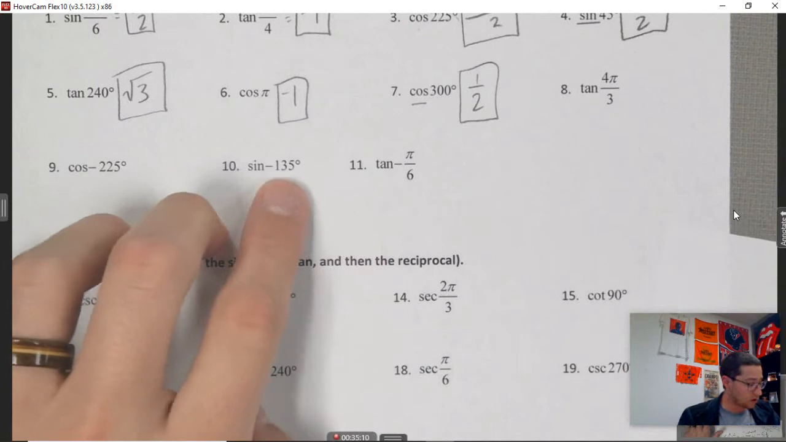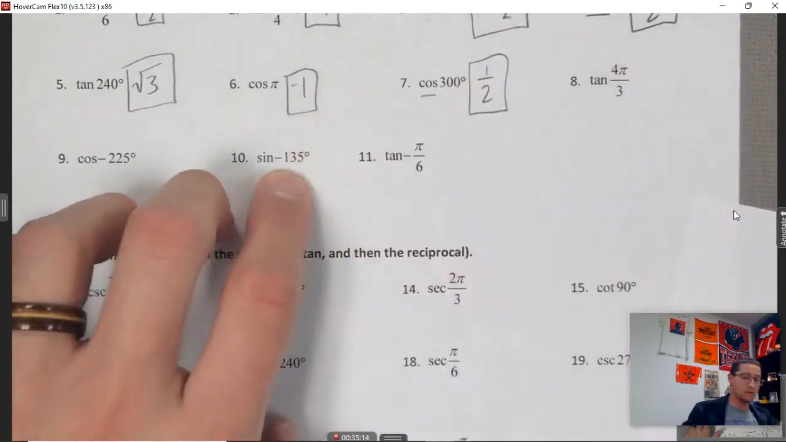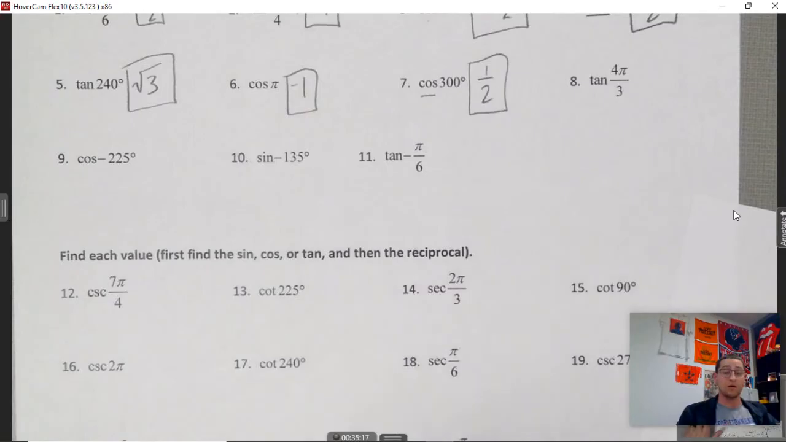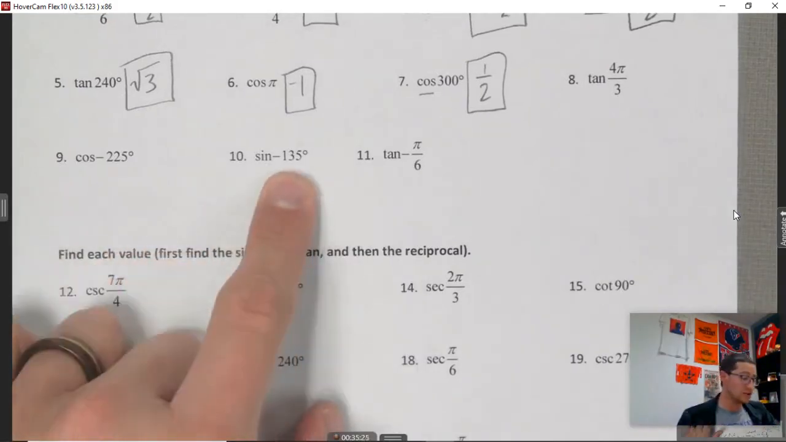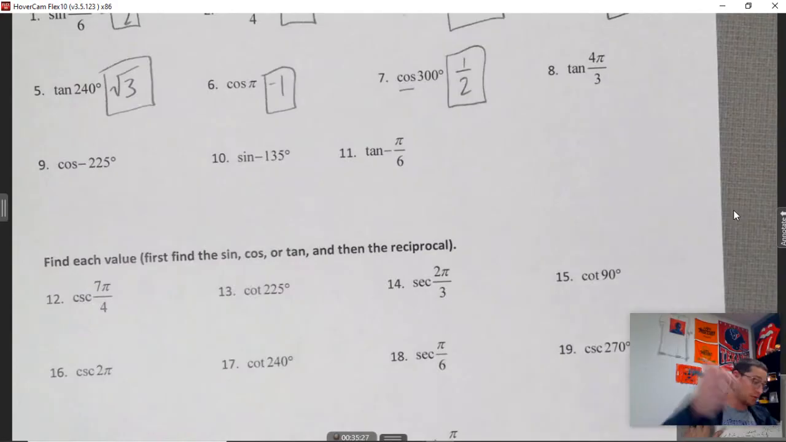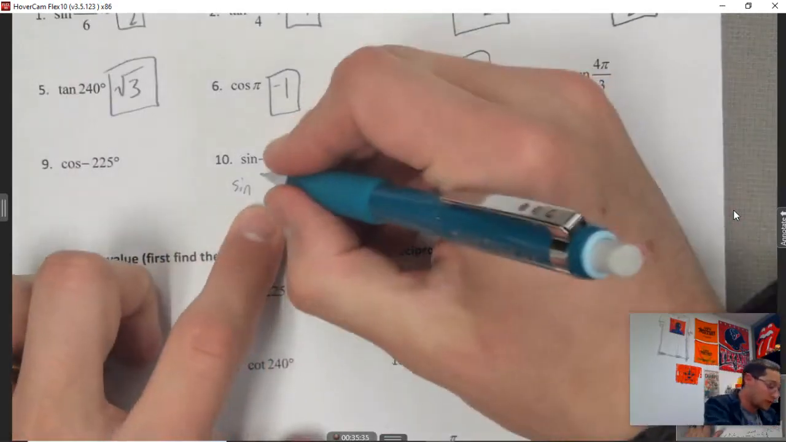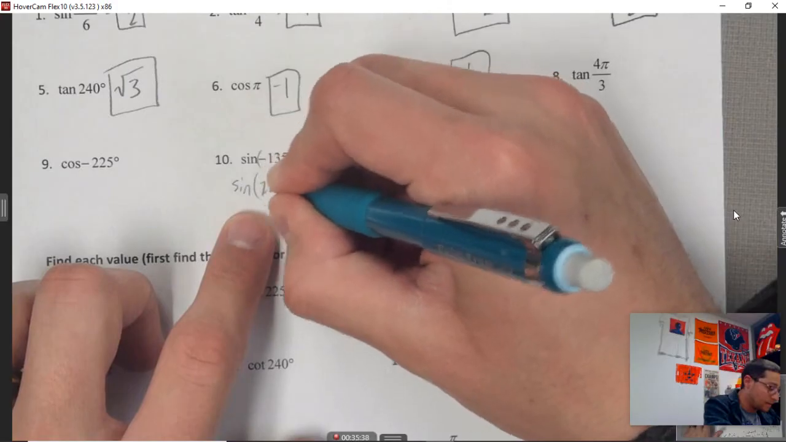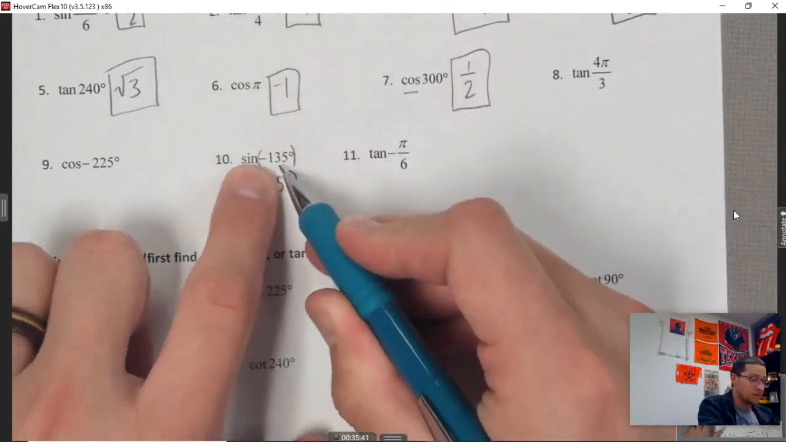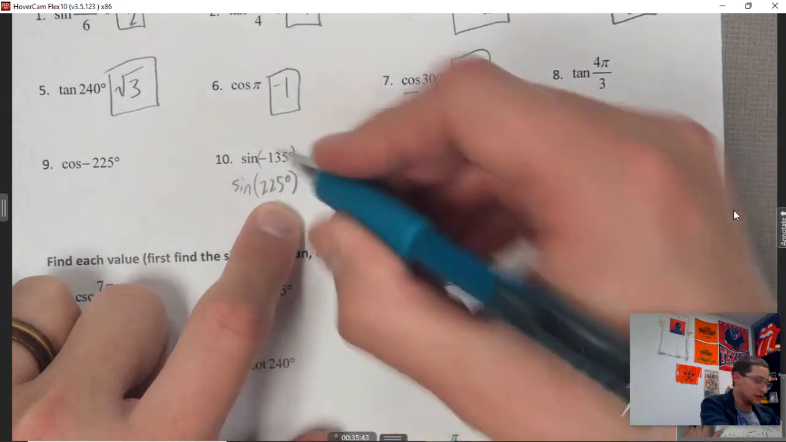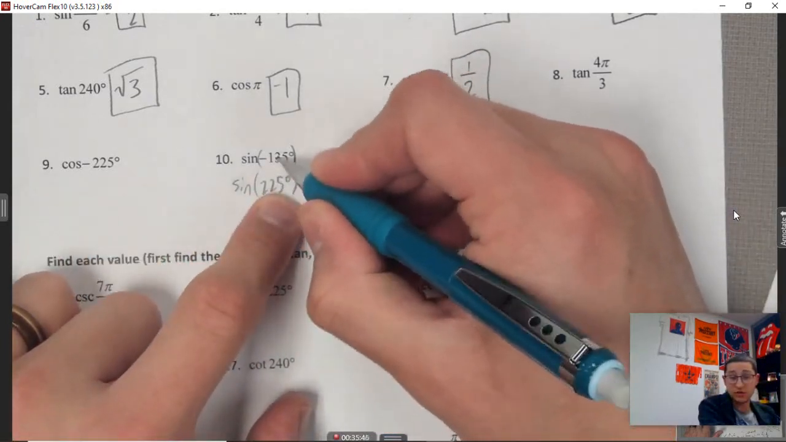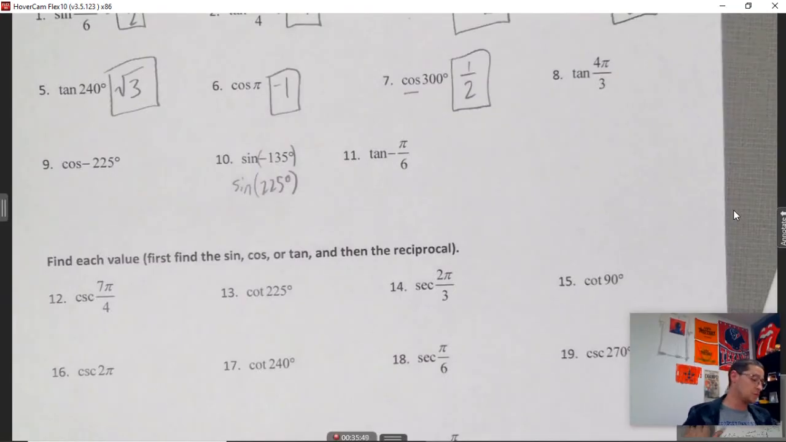This is a harder one because we actually want to convert this. We don't want negative angles. But remember, a negative angle has a positive coterminal angle. So if we just add negative 135 plus 360, we're going to get 225. So this is actually the same thing. So sine of negative 135 is the same as sine of 225. The reason I'm rewriting this is that these two angles are the same.